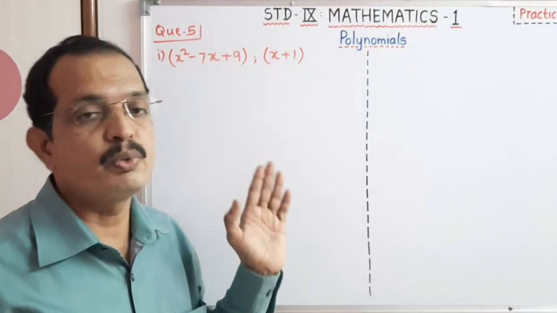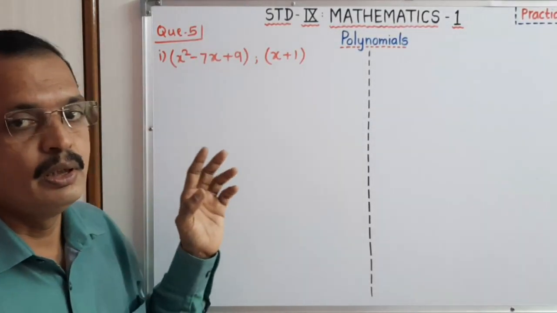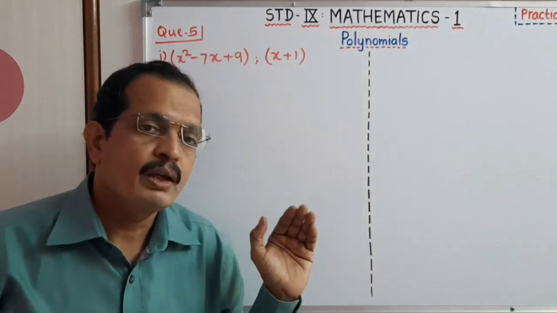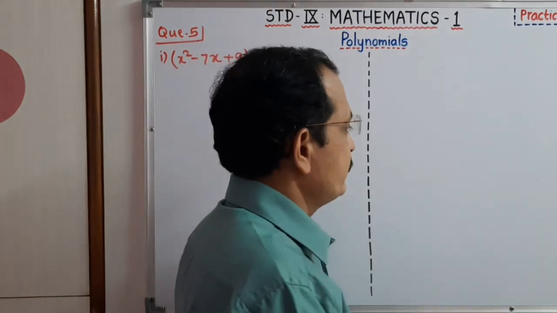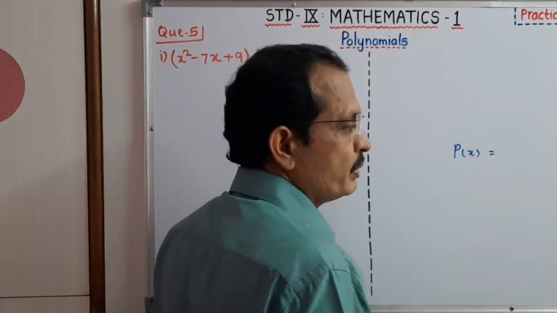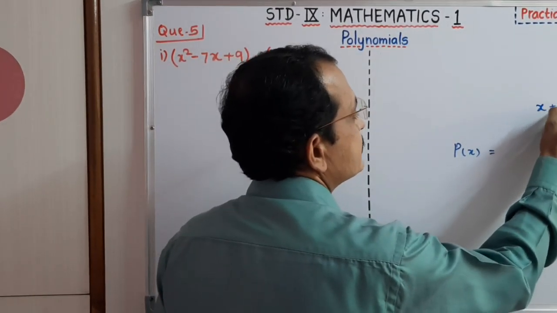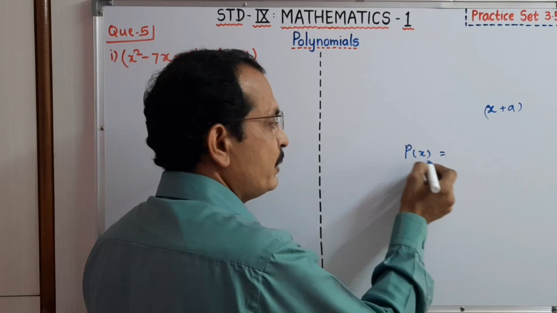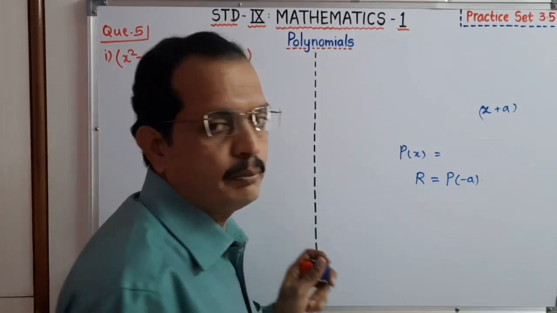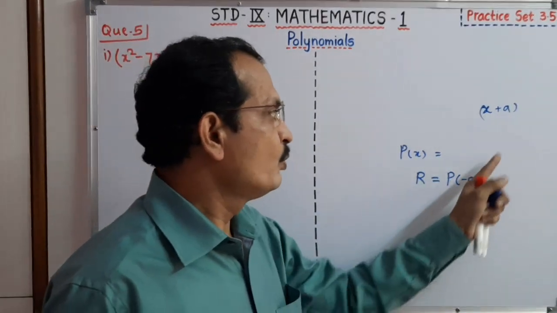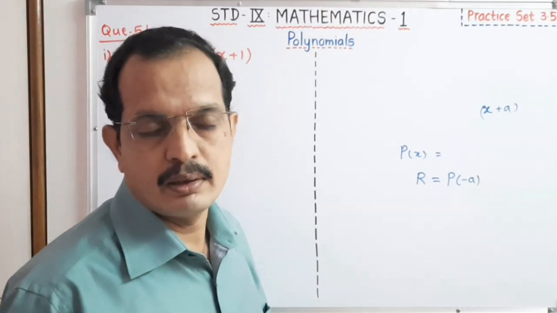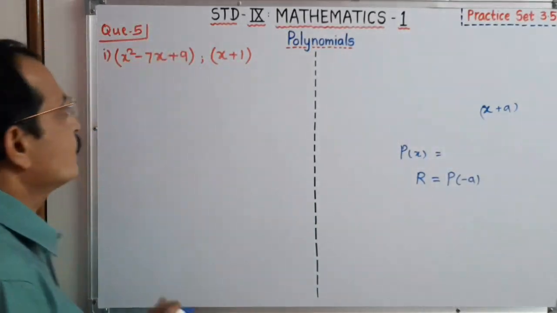That means, dear student, we do not have to do the division. All of you know the remainder theorem. In the remainder theorem, suppose a polynomial p(x) is given, and if we divide it by x plus a, then the remainder is equal to p(minus a). That means the value of the polynomial for x equal to minus a is the remainder. That is the remainder theorem.